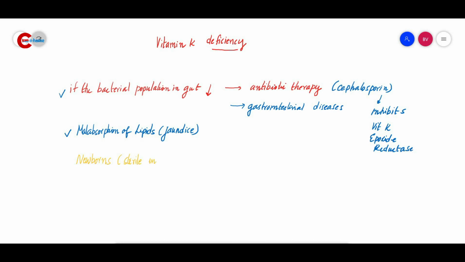Newborns. How does vitamin K deficiency occur in newborns? We know that newborns have a sterile intestine, that is, no bacteria in their intestine. So, they will have vitamin K deficiency. The disease is hemorrhagic disease. Very low amount of vitamin K is present in breast milk, 15 micrograms per liter.